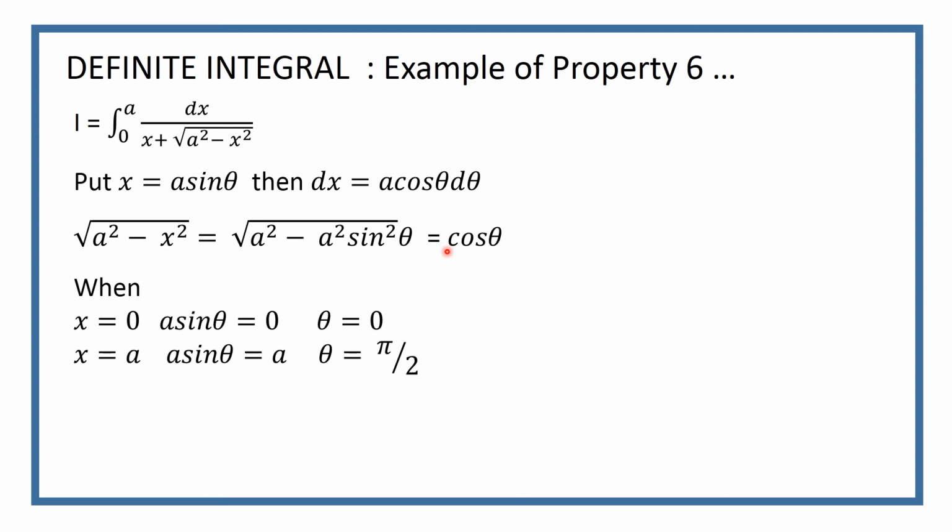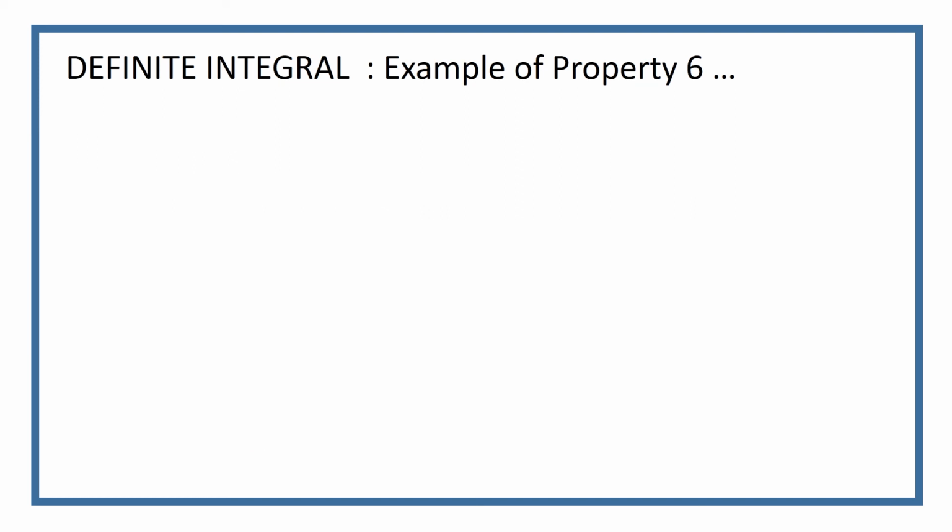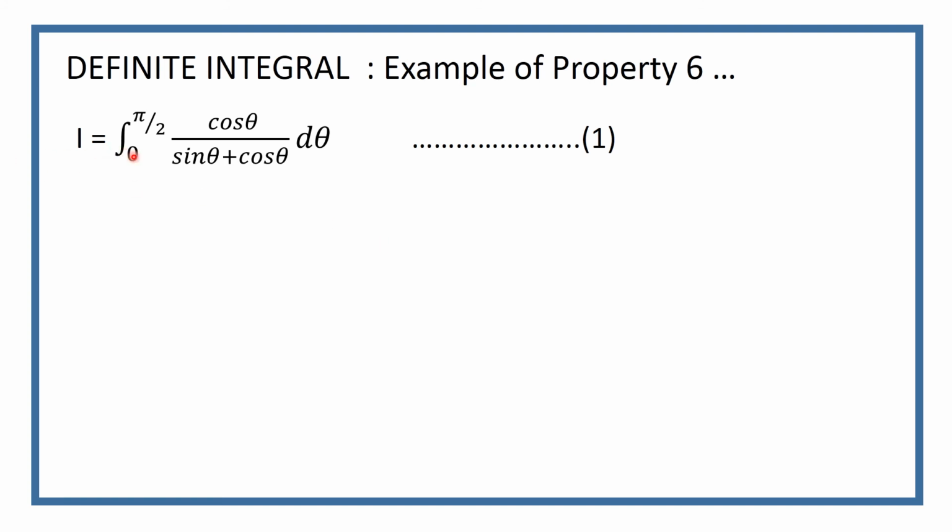Whenever we substitute, we have to change the limits also. So when x equals 0, a sin theta will be 0, so theta will be 0. And when x equals a, sin theta will be 1, so theta will be pi by 2. So our whole sum will change and we get I as integration 0 to pi by 2 a cos theta upon a sin theta plus a cos theta d theta. We were having the sum in terms of x, but after substituting we have changed the whole sum in terms of theta. So we'll write I equal to integration 0 to pi by 2 cos theta upon sin theta plus cos theta d theta, and we'll call this equation number 1.